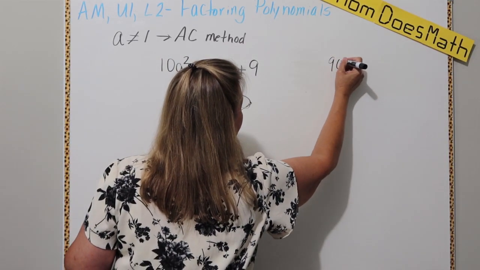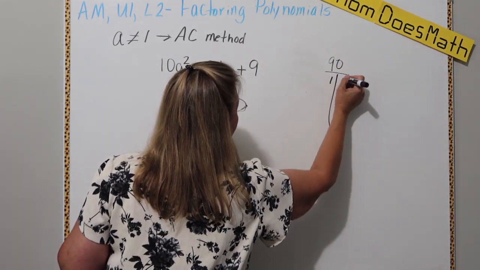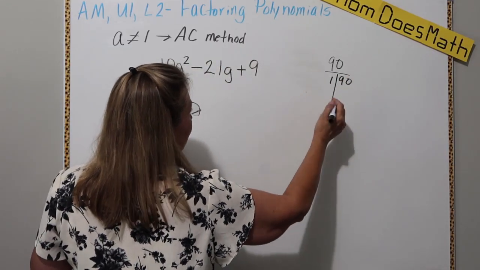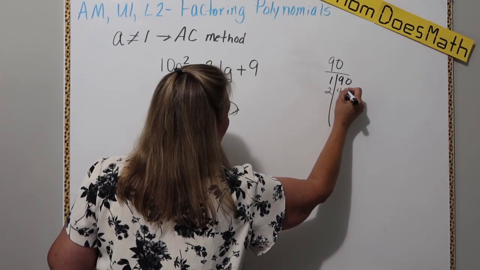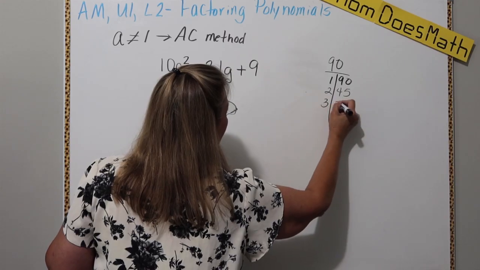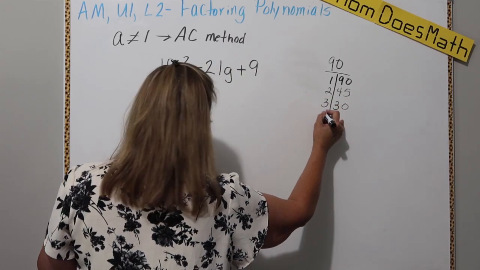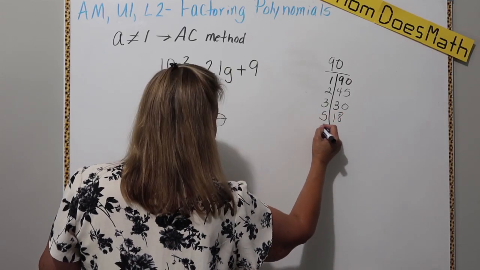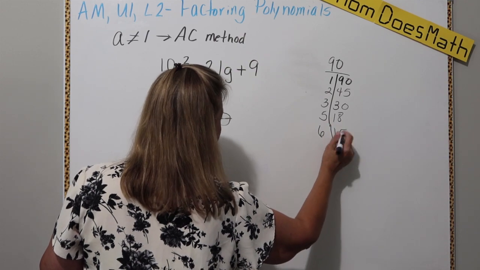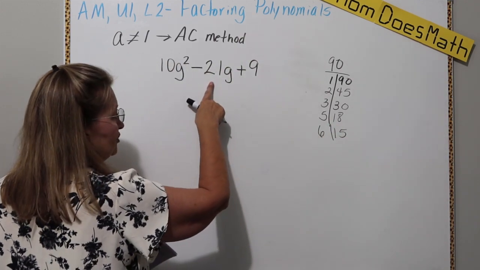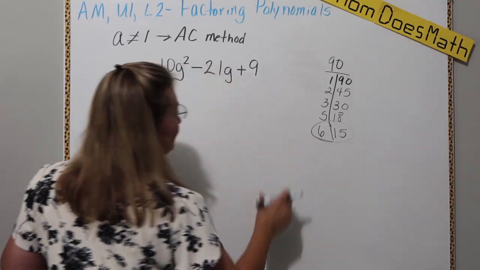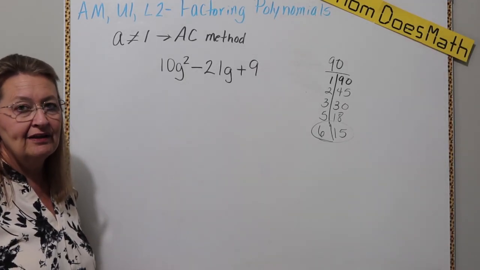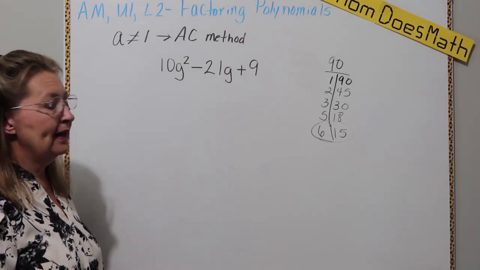So I'm going to start with 90, and I'm going to make a chart. Now, since it's not negative, I don't have to do positives, negatives. I'm going to make a chart with all the factors of 90, 5 and 18, until I find a pair that add up to give me 21. All right. And it's not that these are both positive, it's just that they both have the same sign. So no matter what, you're going to be adding them.